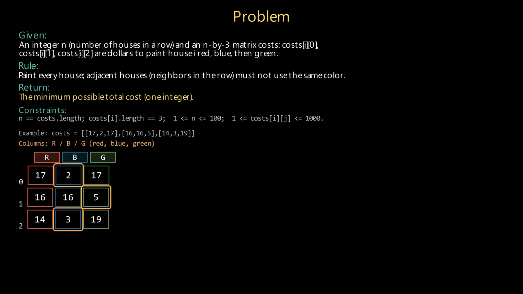Example, 3 houses. Paint house 0 blue for 2. House 1 cannot repeat blue, so paint it green for 5. House 2 cannot repeat green, so paint it blue for 3. 2 plus 5 plus 3 equals 10, the minimum total while alternating colors along the row.